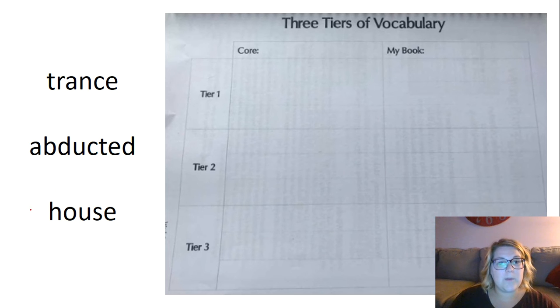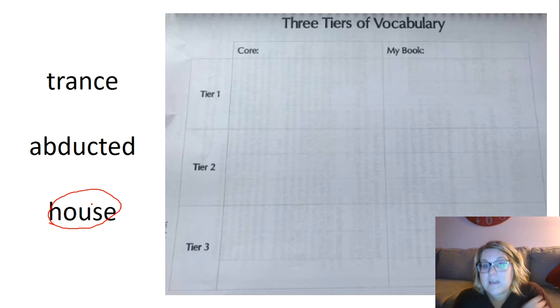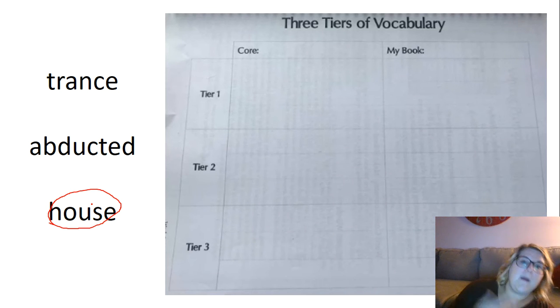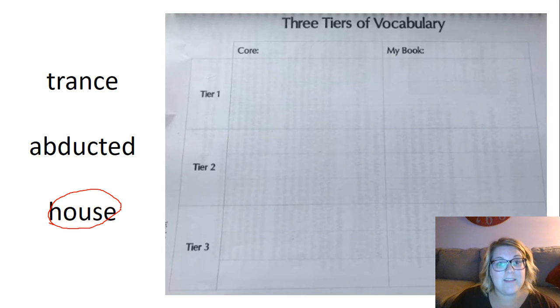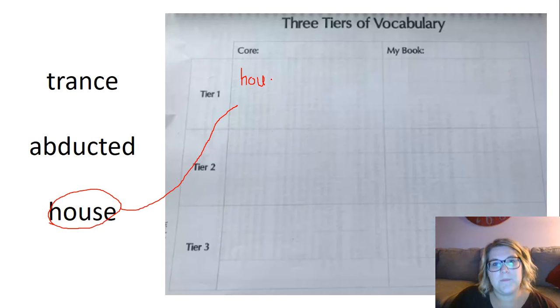So I'm going to start with house because that is one that I recognize right away. It doesn't matter what the content is. It doesn't matter what we're talking about, a house is a house, and that's something we use in everyday language. So house could go into tier 1 on my sheet. Everyday language.